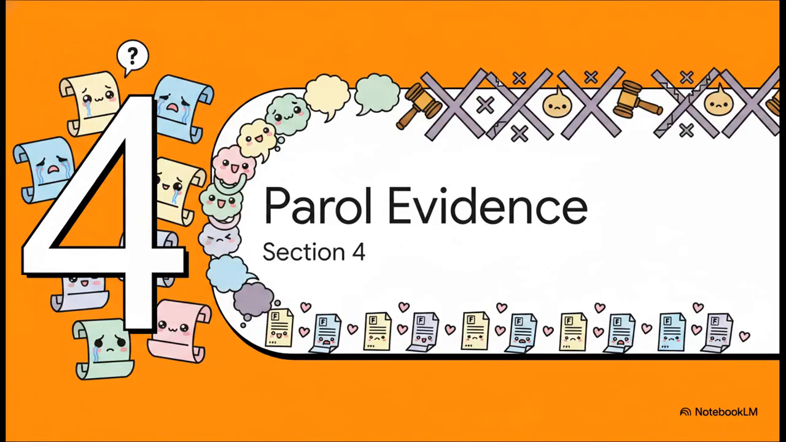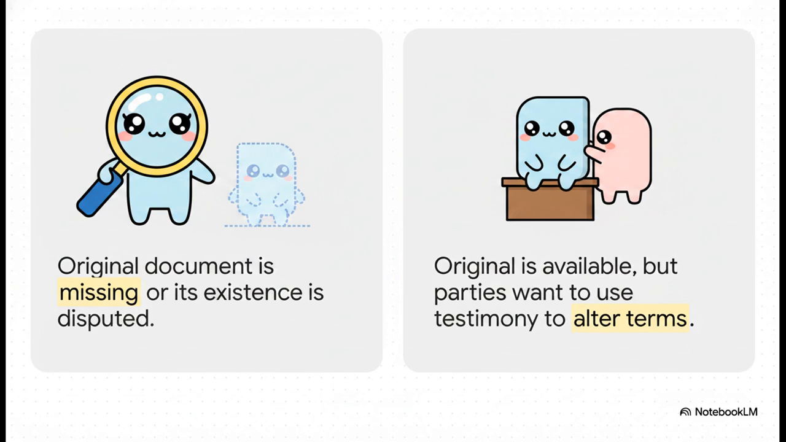Moving right along to Section 4, parole evidence and exceptions. This is the concept that ruins so many bar exams because students constantly confuse it with what we literally just talked about. Pay close attention to this vital distinction. The original document rule applies when the original is missing or its existence is totally disputed. But the parole evidence rule? That presupposes the original document is sitting right there on the judge's desk.